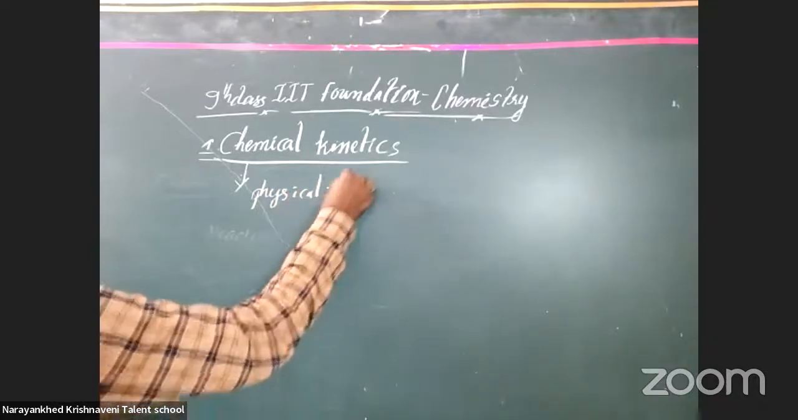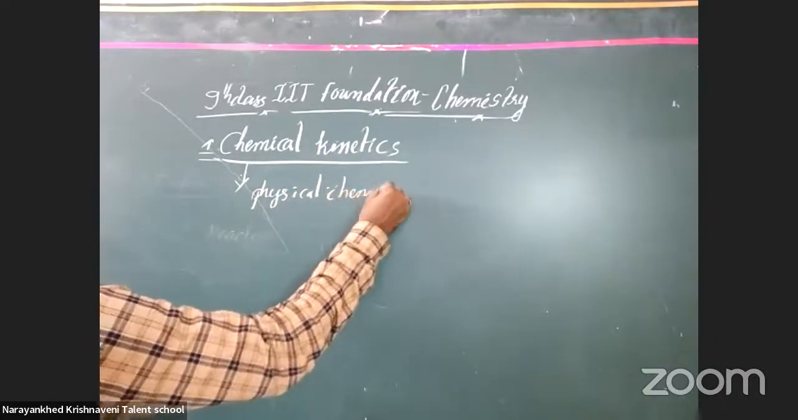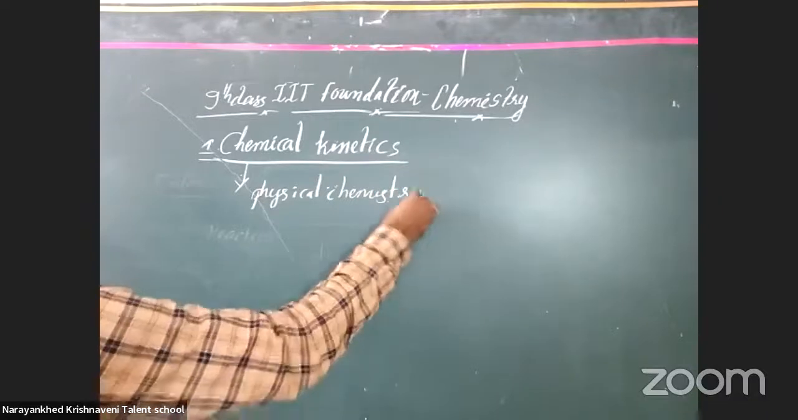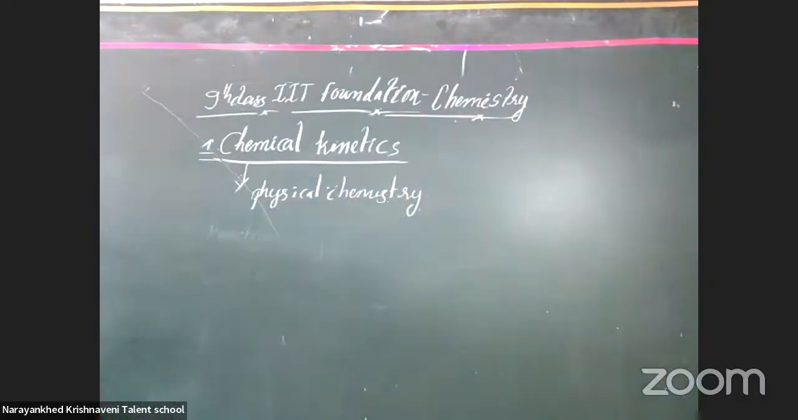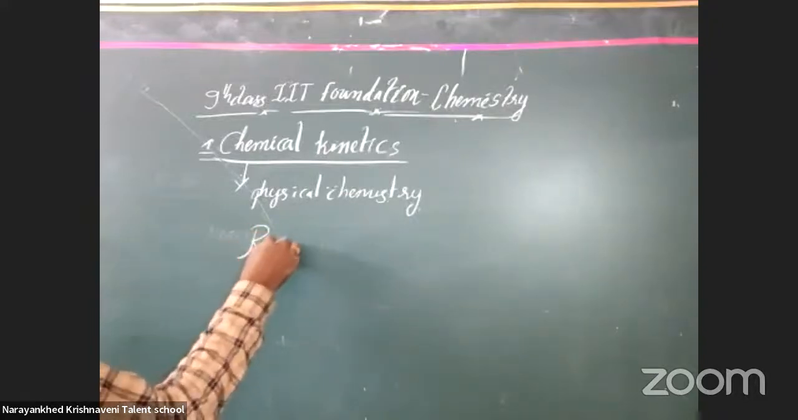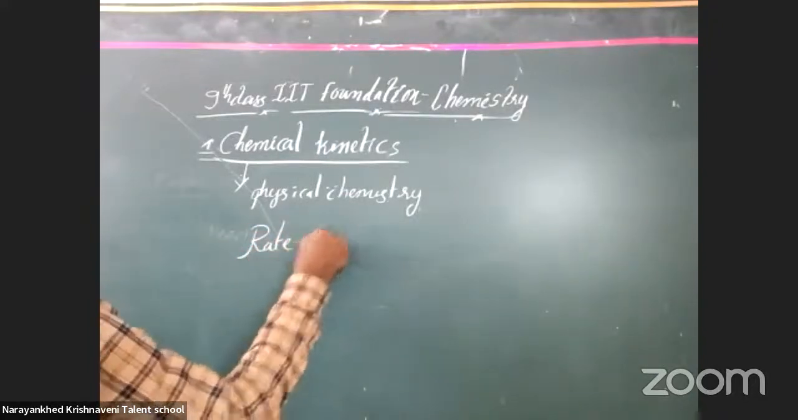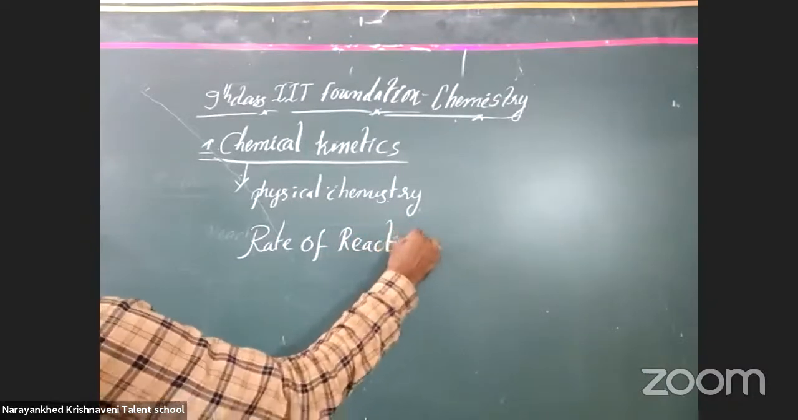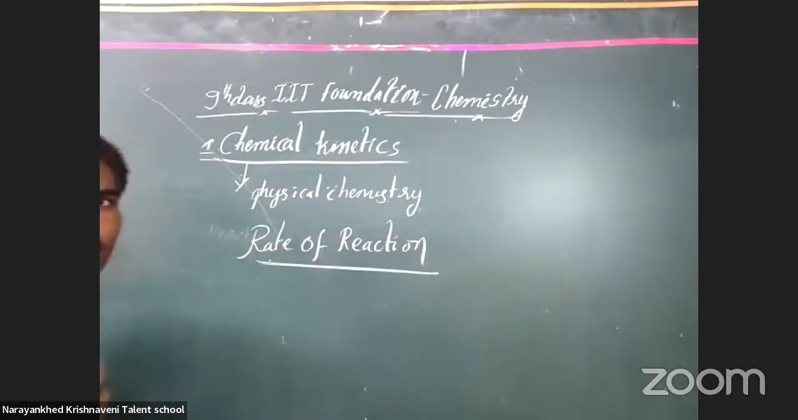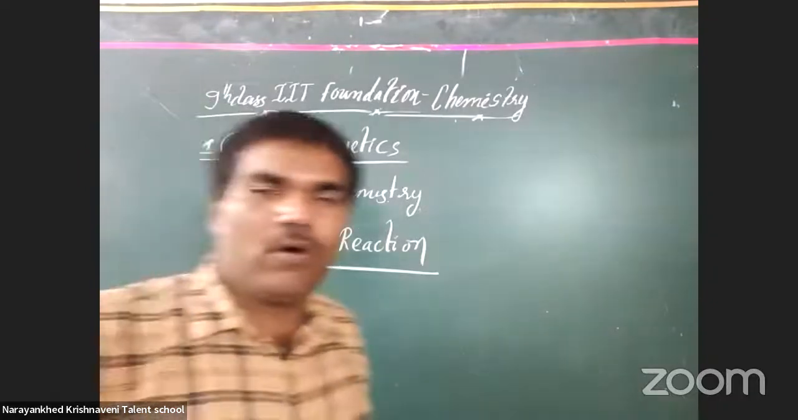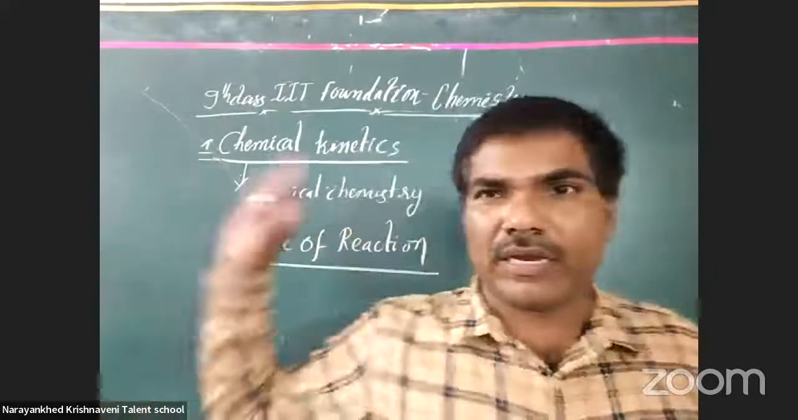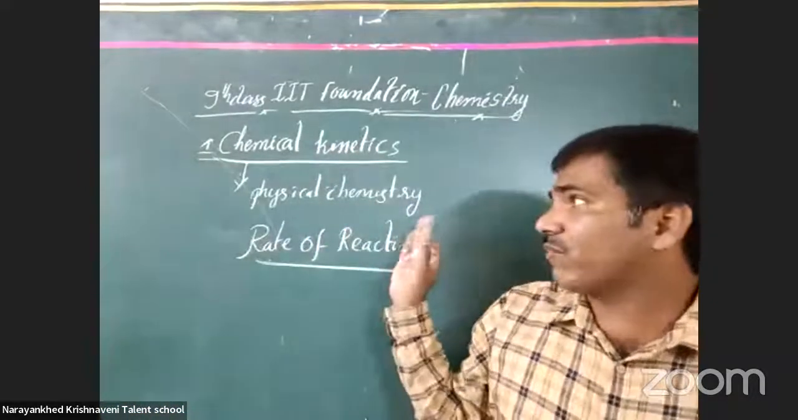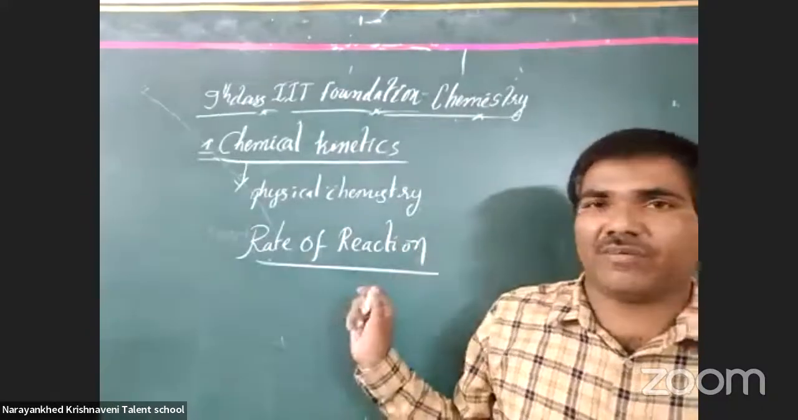And what does it deal with? It deals with the rate of reaction. Rate of reaction. Understood or not? I hope you got it. Chemical kinetics gives the information about the rate of reaction.